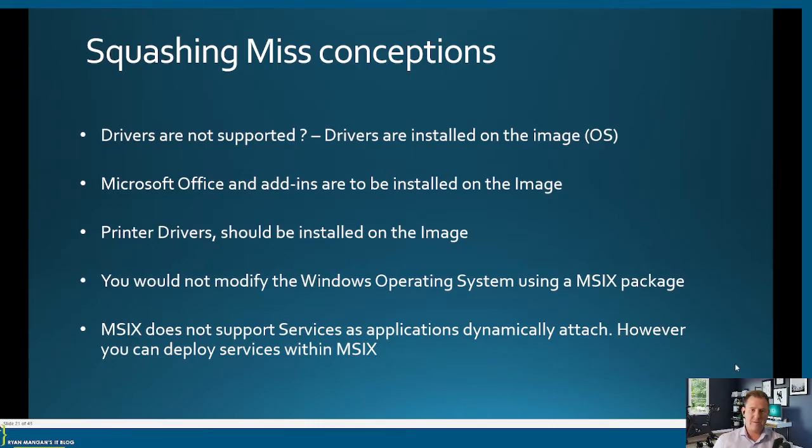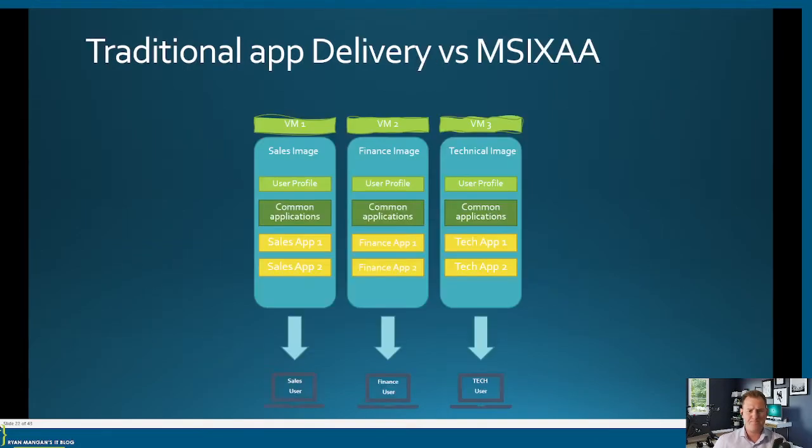And MSIX does not support services. So if you've got a service in your application, extract the service and install that locally. It's not too difficult to do, but if you use app attach and you need to use services as part of them, get the service on the operating system and you can still attach the application. It's a workaround. It's not perfect, but it works.